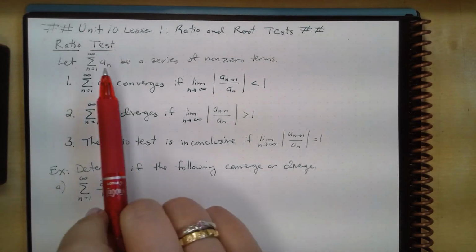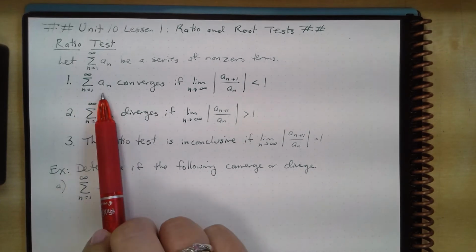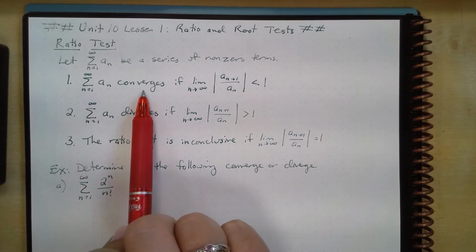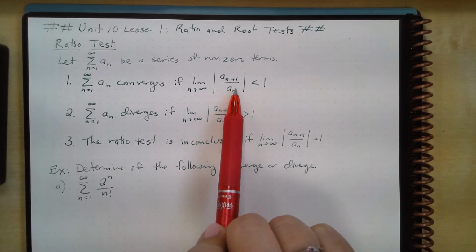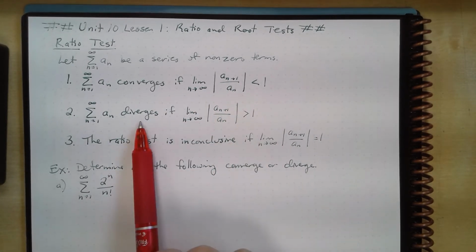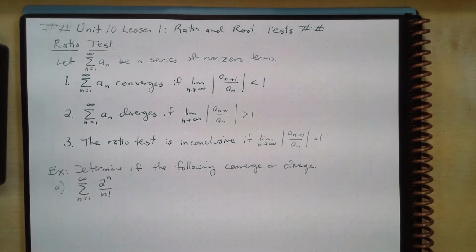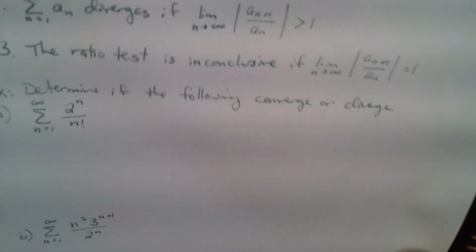If we've got a series of non-zero terms, if the limit as n goes to infinity of the absolute value of a sub n plus 1 over a sub n is less than 1, the series converges. It diverges if it's greater than 1, and it's actually inconclusive if it equals 1. This is kind of a fun test, so let's see it in action, see how that works.